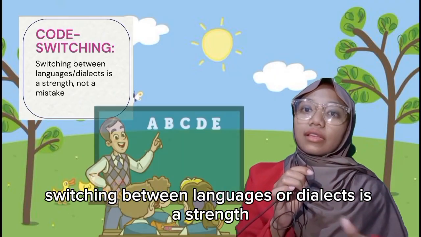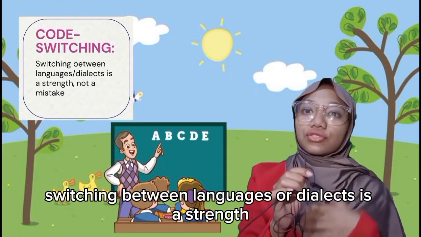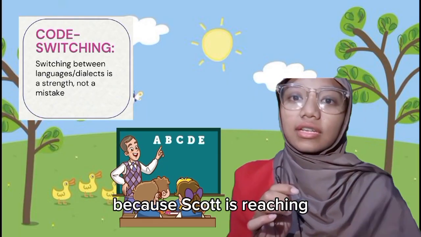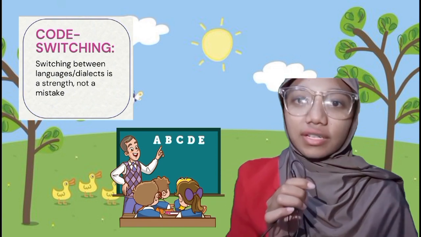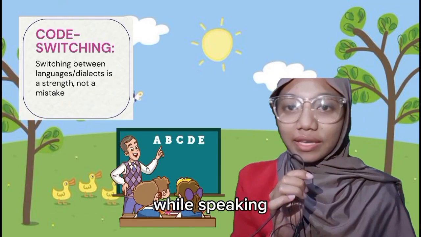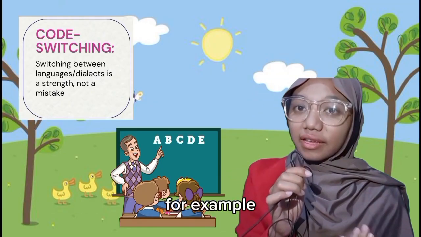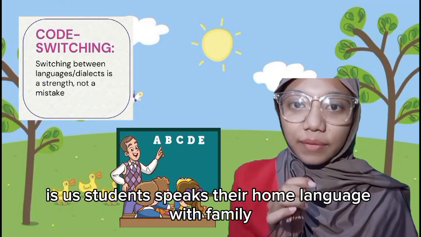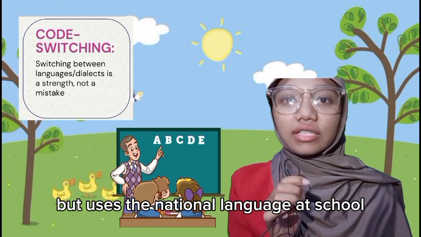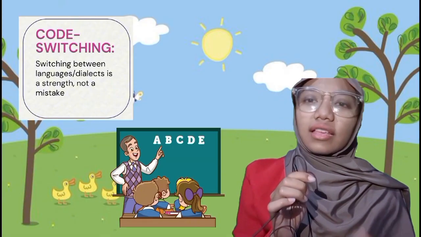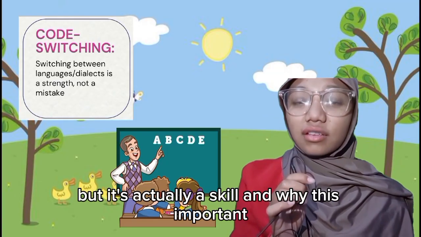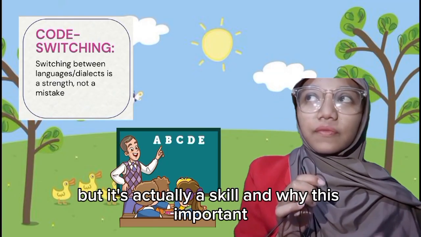Second, I will explain about code switching. Switching between languages or dialects is a strength, not a mistake. Why? Because code switching means changing between two or more languages or dialects while speaking. For example, a student speaks their home language with family but uses the national language at school. Some people think code switching is a problem, but it's actually a skill.